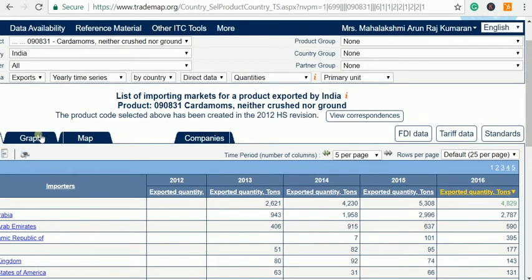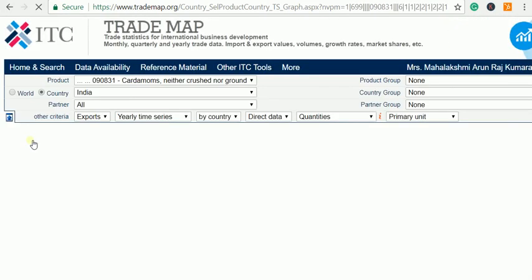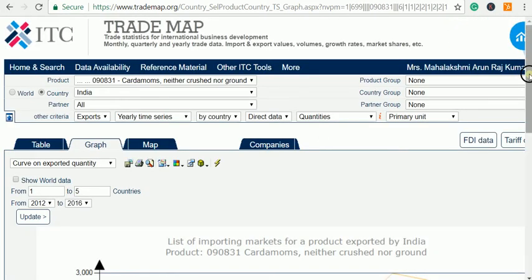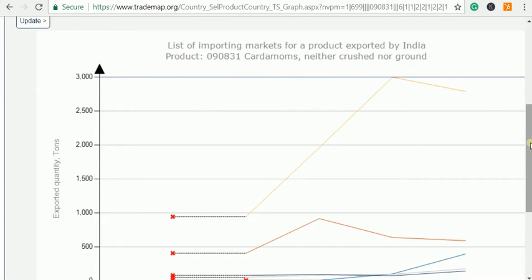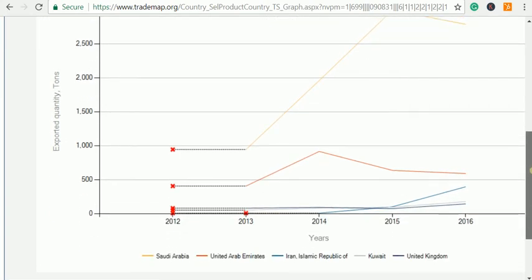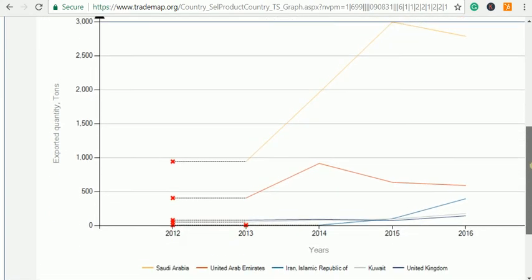So this gives you an idea how your product has been performing in the past years. Instead, if you don't want to see the value, you want to have a pictorial representation, you can click on graph. Here it shows, it is easy to understand. Here it shows the top 5 countries. So in this you can see there has been a good growth for the orange line, that is Saudi Arabia. In the year 2015, you can see the gap, how much has been exported to Saudi Arabia.